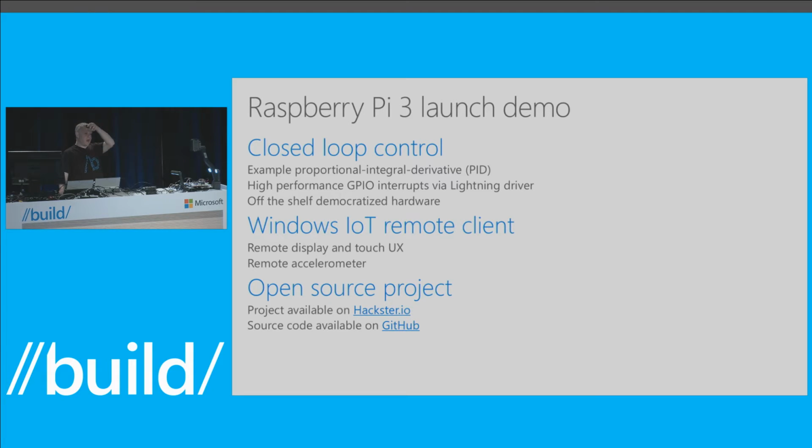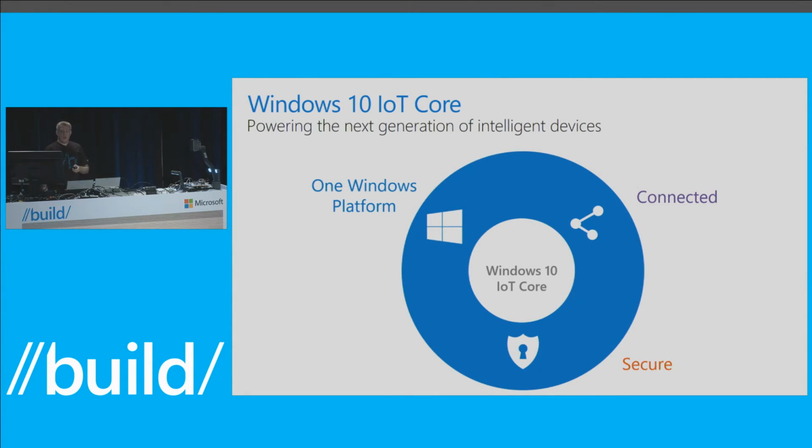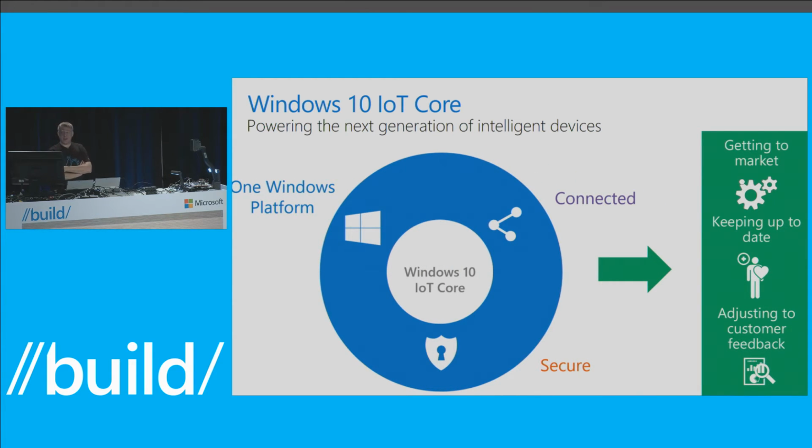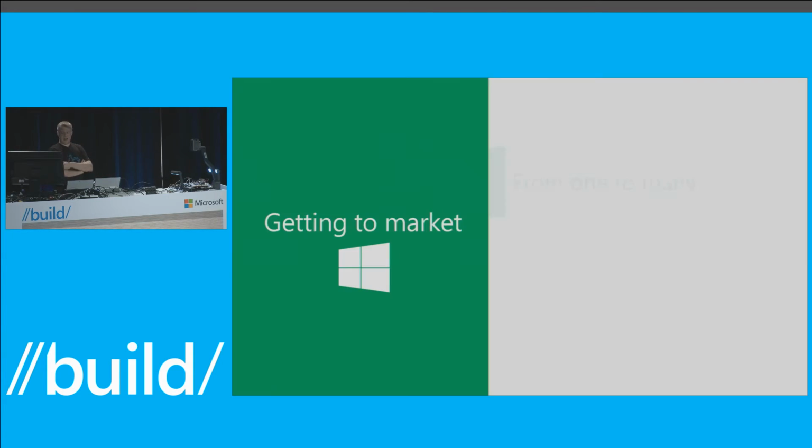So now we've moved down the chain to somebody who's trying to do automation or a real-world project. We're showing the ability to do closed-loop control. Now, we've talked about the One Windows platform on Windows 10 IoT Core. And let's say now you're comfortable with software and hardware, you've got a project that can do something innovative, and now you want to bring that thing to market. Well, that's what I'm here to help you with also. We're going to talk quickly about getting to market, keeping up to date, and addressing customer feedback.